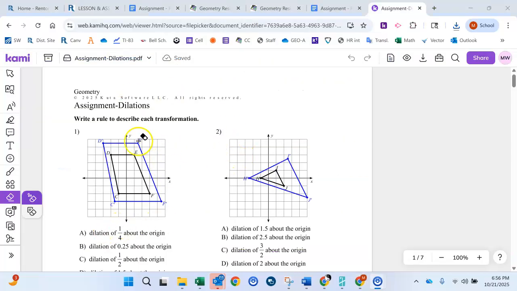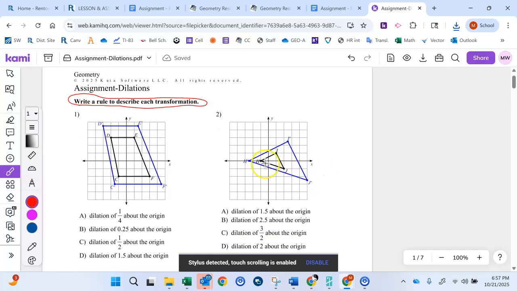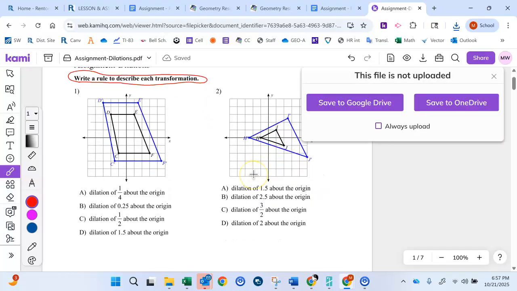Okay, so the assignment, the kind of questions we're going to have here are going to be the following. The first one is writing a rule to describe each transformation. So the rules are going to look like this. These are the possible answers. Is it a dilation? What kind of dilation? And the amount? And they're all going to be from the origin, meaning they're all going to start at the origin. Okay, so that's how they work.